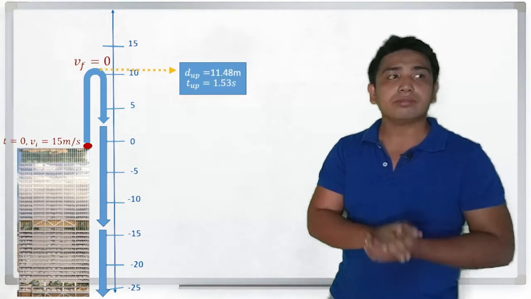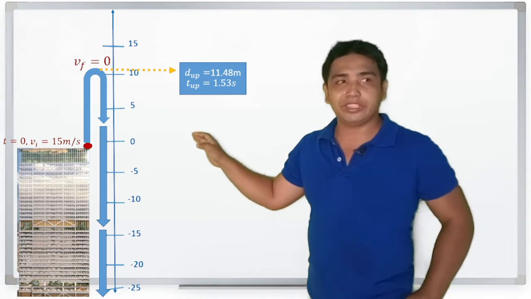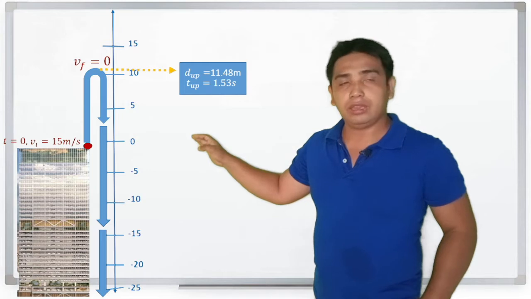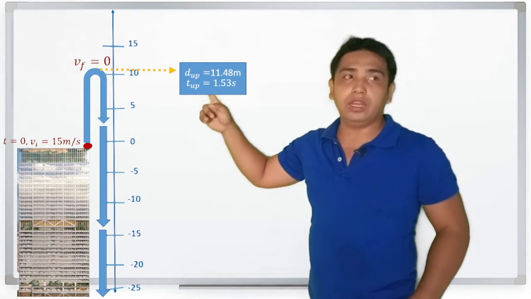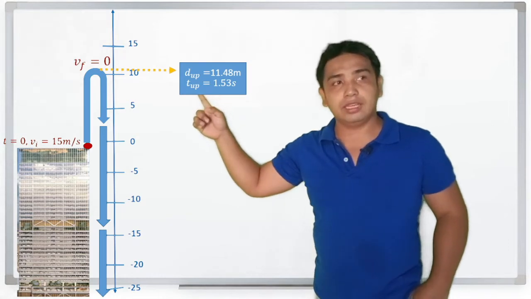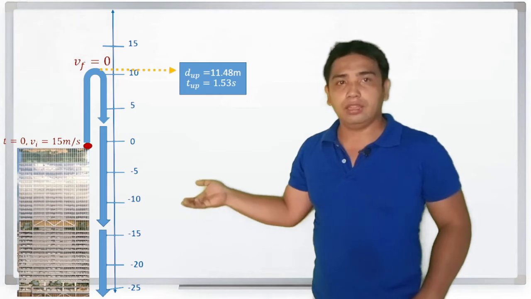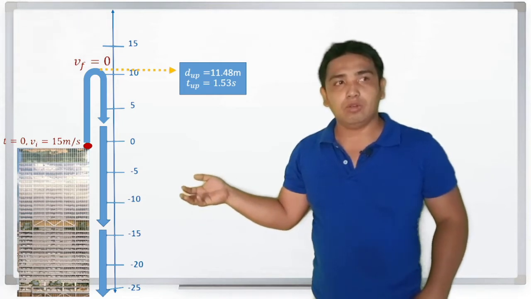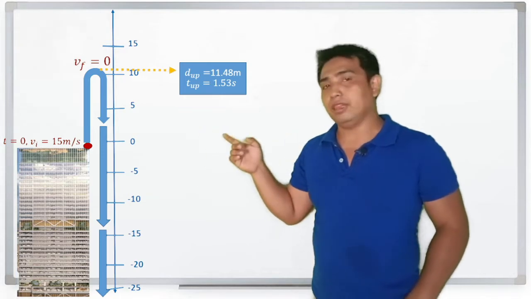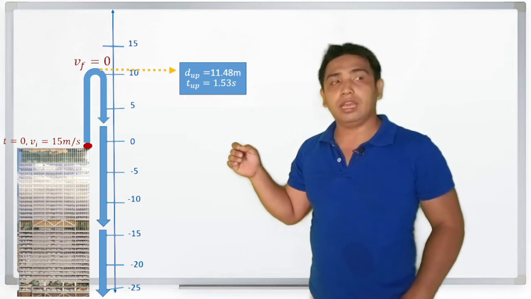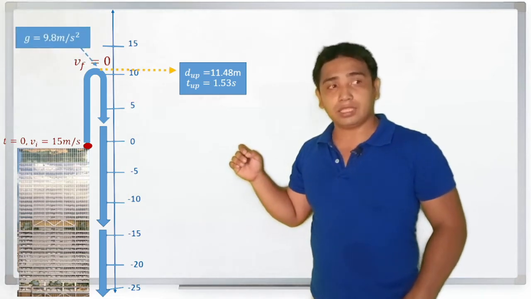Here is the building, and the top of the building will serve as the reference point. You were asked to find the maximum height reached by the ball, and you were able to find it, and that's 11.48 meters away from the railing. And the ball takes 1.53 seconds to reach the maximum height, and at the maximum height, the velocity is zero and the acceleration of the ball is 9.8 meters per second squared.